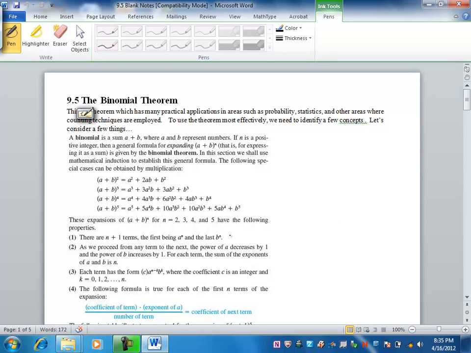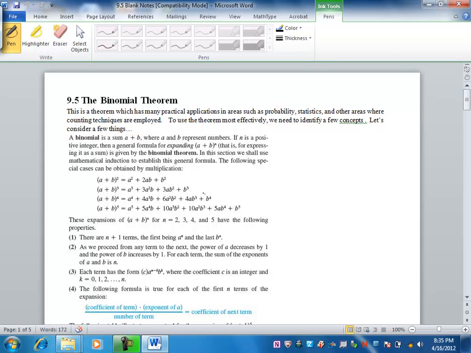Now, there are some things that we can note here. Trying to expand a plus b to the n will always bring about n plus 1 terms. So in other words, a plus b to the second power brings out 3 terms. A plus b to the third power brings out 4 terms. As we proceed from any term to the next, the power of a decreases by 1 and the power of b increases. So you notice here a goes from 2 to 1, 3 to 2 to 1 to 0, 4, 3, 2, 1, a to the 0. And the power of b increases: b to the 0, b to the 1, b to the 2, b to the 3.